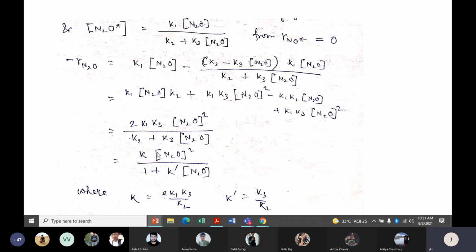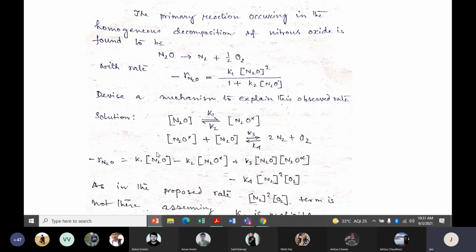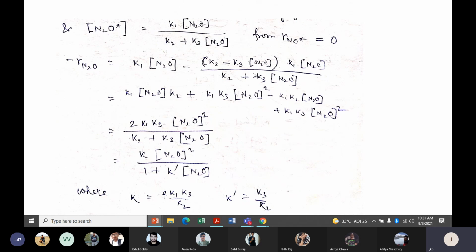Why have I written in this form? Because in the problem it is given, show this can be given by this type of rate equation, that is numerator is second order type and denominator with respect to power 1 first order type expression. Now if we neglect 1, the reaction will be converted to first order, and if we neglect K2 N2O, this will be converted to second order kinetics.